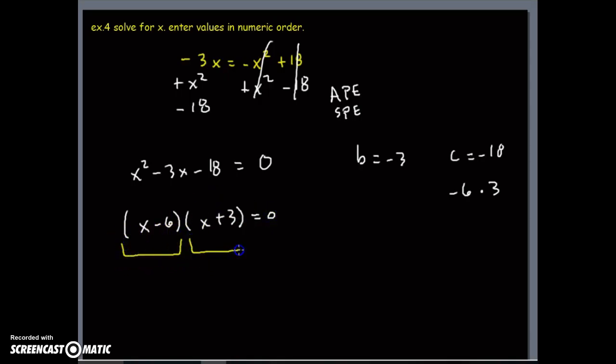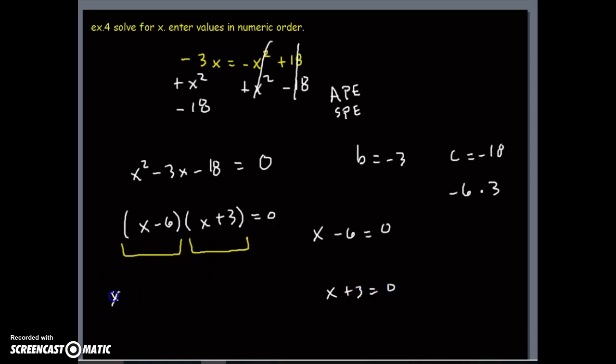So if you want to set them equal to 0 and solve, you may. And sometimes you might have to, especially if the number in front of these x's was not a 1. But you would set it up like this. x minus 6 equals 0. You'd solve, and then x plus 3 equals 0 and solve.